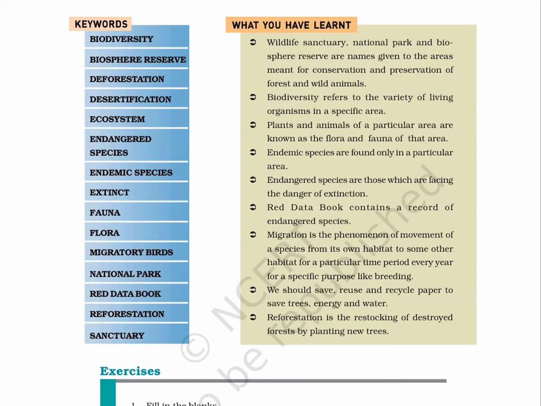for conservation and preservation of forest and wildlife animals. Biodiversity refers to the variety of living organisms in a specific area. Plants and animals of a particular area are known as the flora and fauna of that area. Endemic species are found only in a particular area. Endangered species are those which are facing the danger of extinction. Red Data Book contains a record of endangered species.